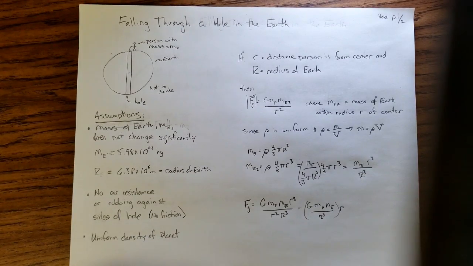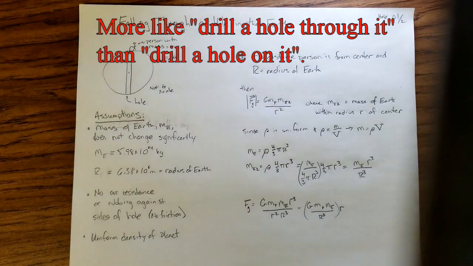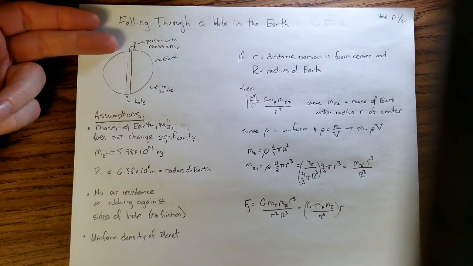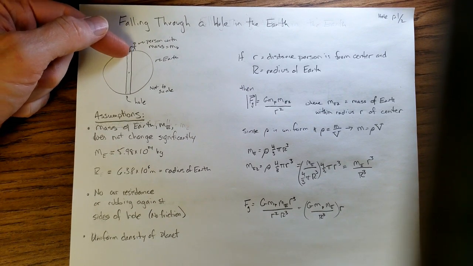Let's take a look at a simple harmonic motion problem of falling through a hole in the earth. So if you have the earth and you drill a hole on it, and this drawing is obviously not to scale, we have some person with a mass MP who's just going to step into the hole and just fall.